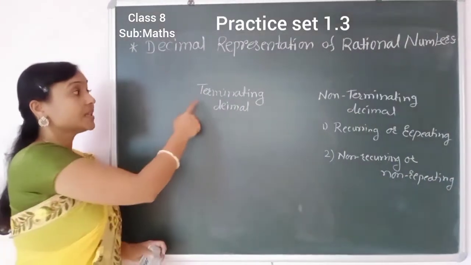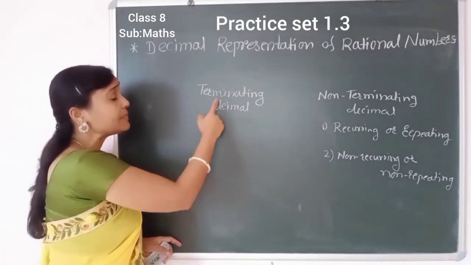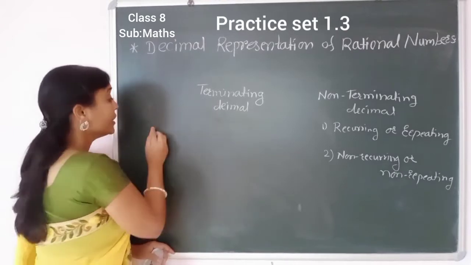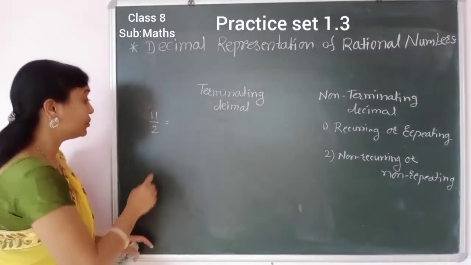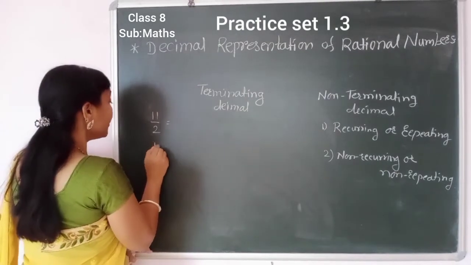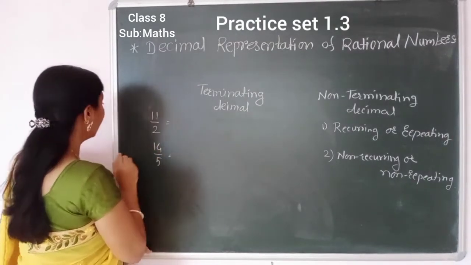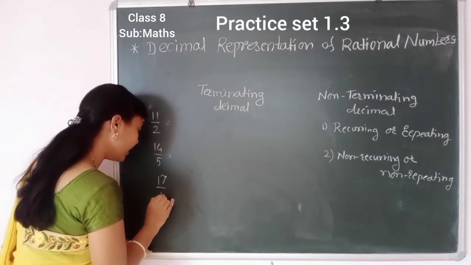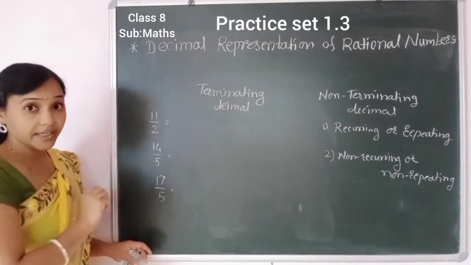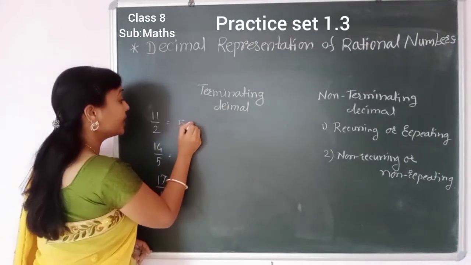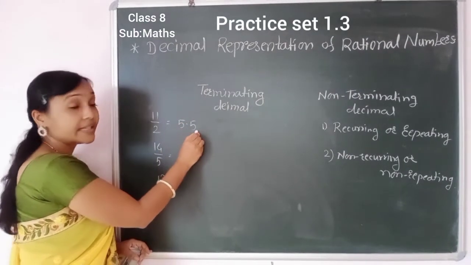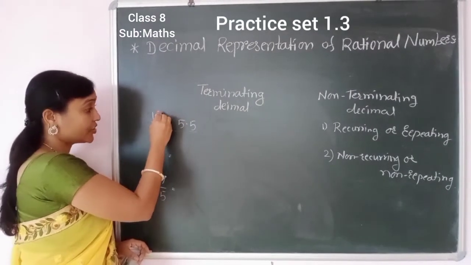So first we see the terminating decimal. What is meant by terminating decimal? We take some examples. First we take 11 by 2. Another example is 14 by 5. The third example is 17 by 5. In these 3 examples, 11 by 2 gives 5.5. This is the decimal representation of this rational number.